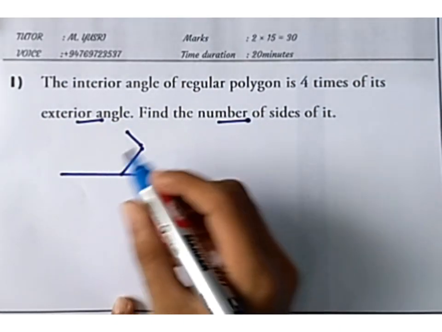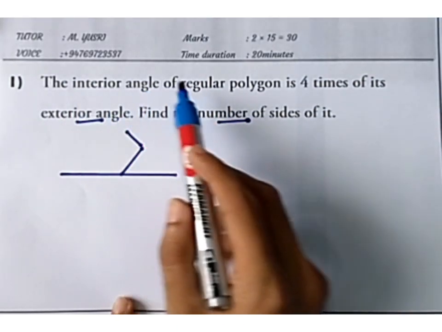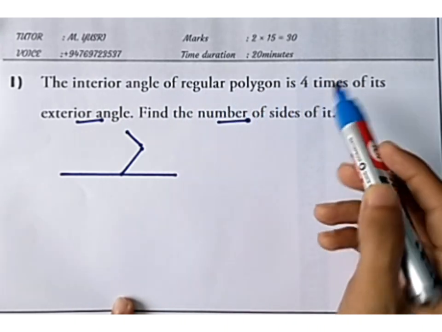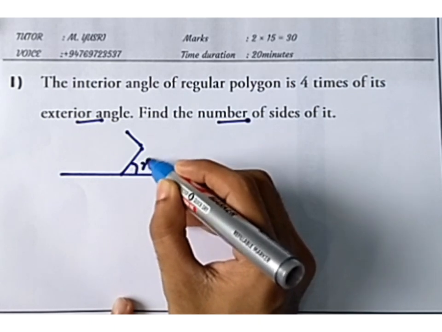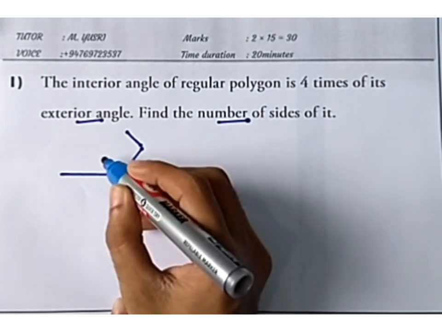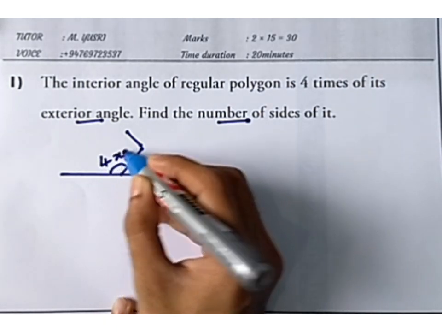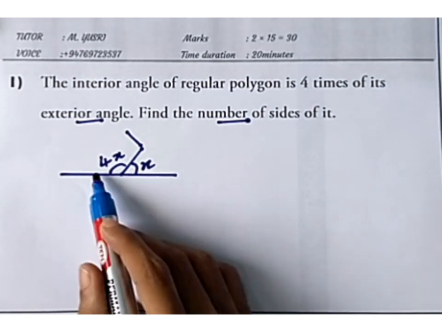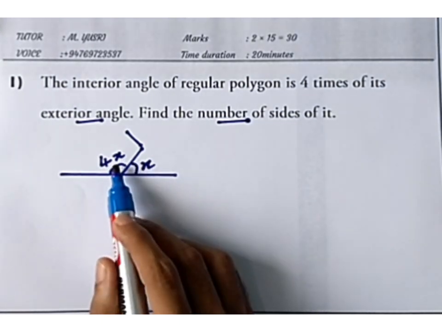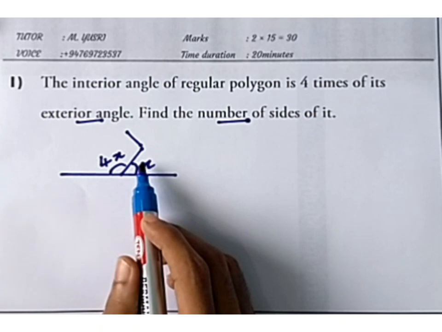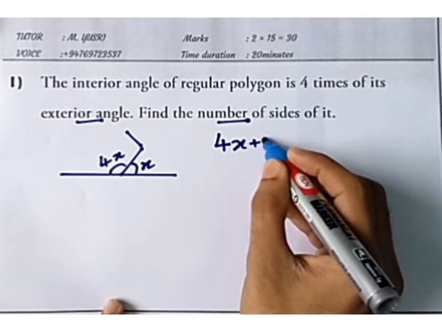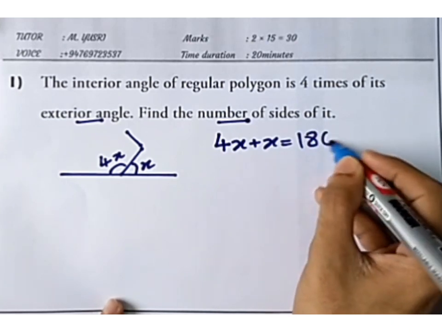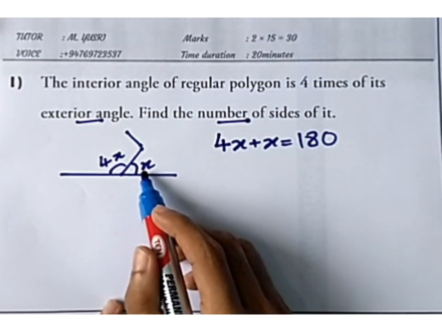To find the exterior angle, here they have mentioned that the interior angle of a regular polygon is 4 times its exterior angle. If the exterior angle is x, then the interior angle is 4 times that, so we write it as 4x. Now you can see there's a straight line, so the sum of the adjacent angles equals 180. So 4x plus x equals 180.